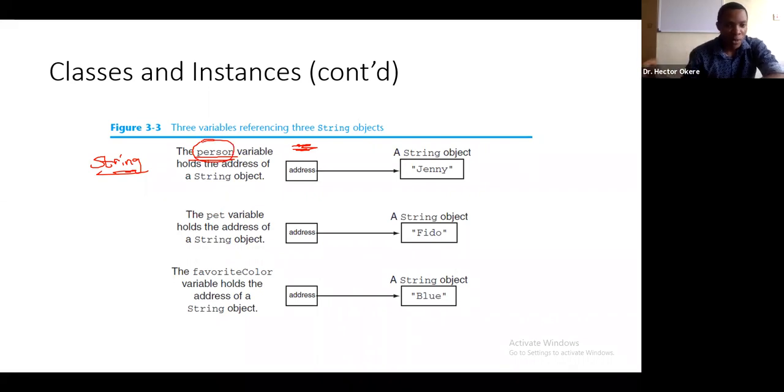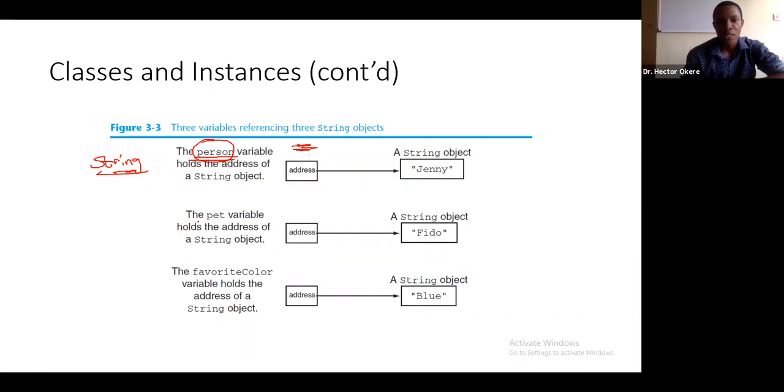Variable name and memory address. That is the location in the memory where the value Jenny is stored. So if I'm looking for Jenny now in my memory, I need to find the location where Jenny is saved. And the name of the location is what I have named this person. Okay, so person is the name in the memory address. The person variable holds the address of a string object called Jenny.